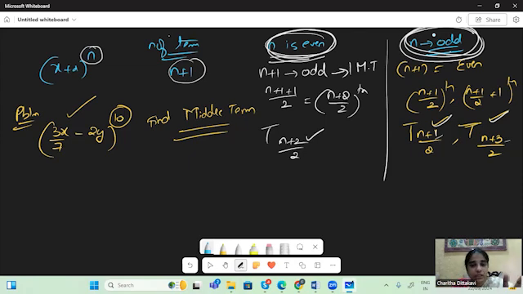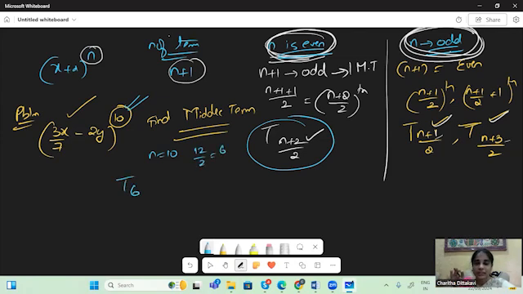So what is that middle term? That odd number you cannot divide by 2, so increase by 1 and get it. Or directly apply the formula when n is even. I've got n is even. What is it? T_(n+2)/2. So your n is 10. So what is (n + 2)/2? 12 by 2, which is 6. Hence, T6, term 6, is your middle term.